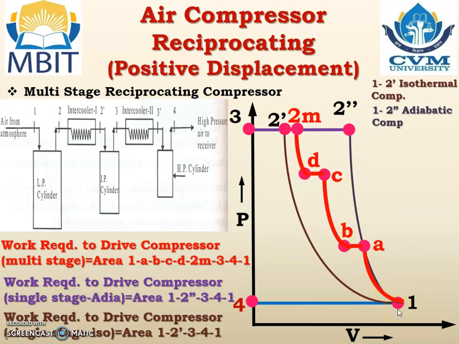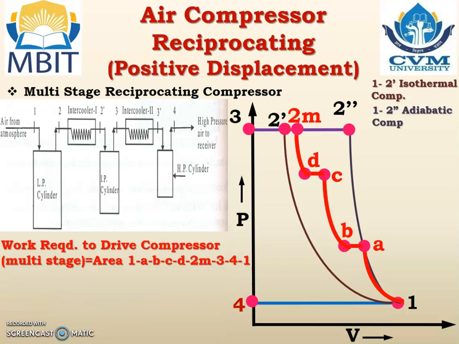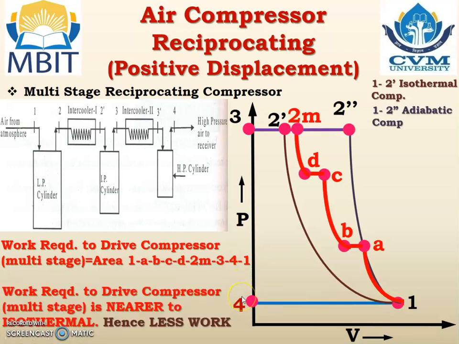So can you say that if we compress the air in multi-stage compression, then the diagram is nearer to which line? Whether it is nearer to isothermal or whether it is nearer to the adiabatic? Yes, it is nearer to the isothermal. So the work required to drive the compressor in the multi-stage case is nearer to the isothermal. Hence, it requires less work to be given to the compressor if we use the multi-stage reciprocating compressor.